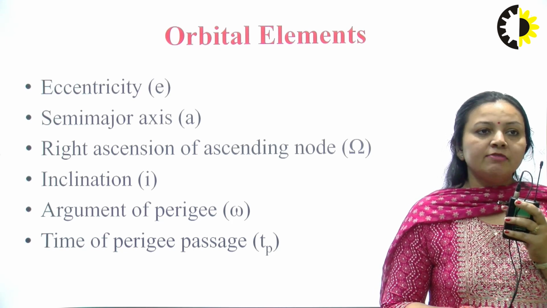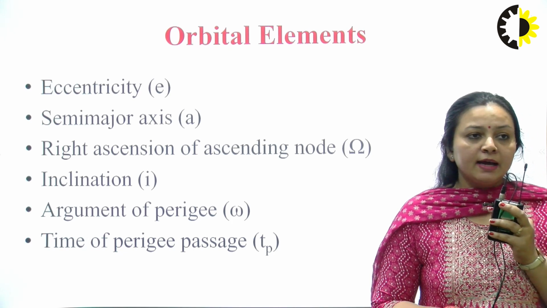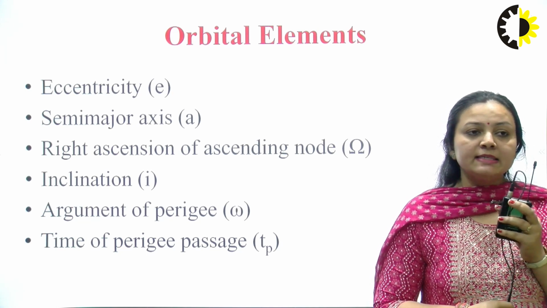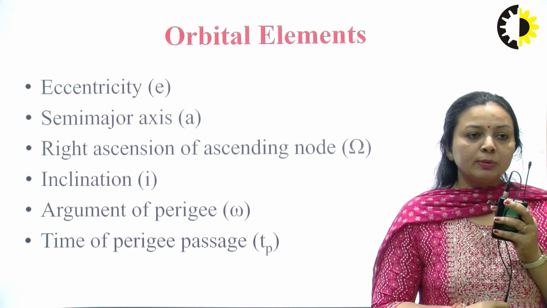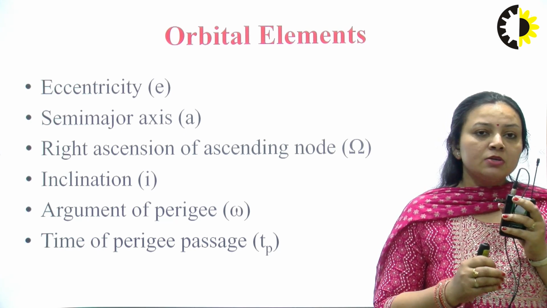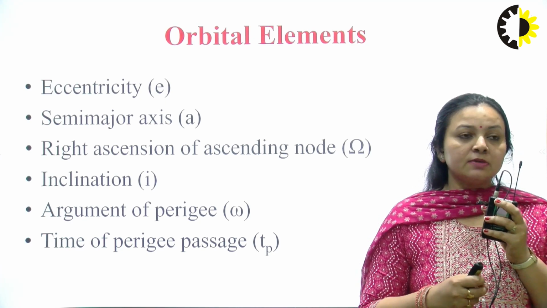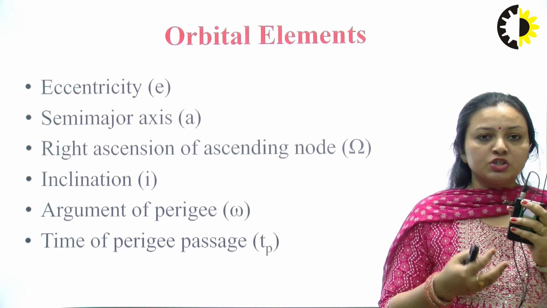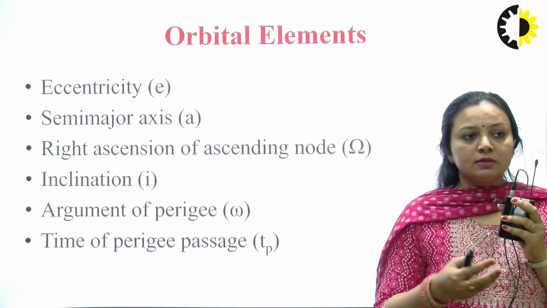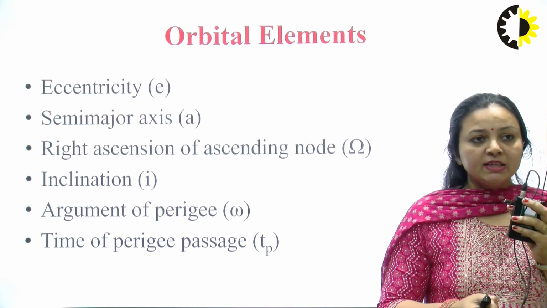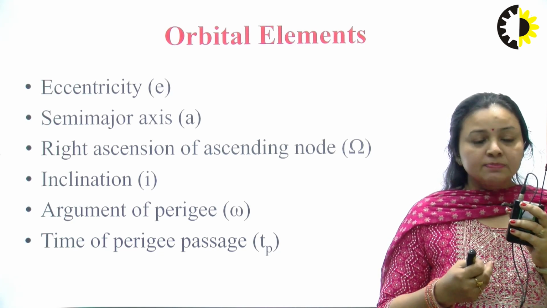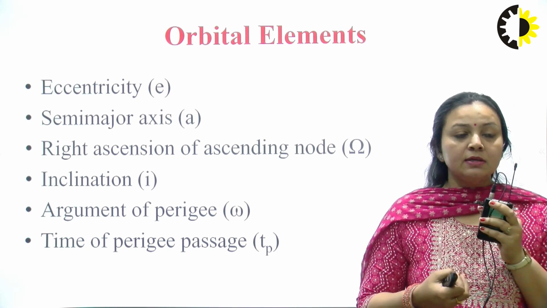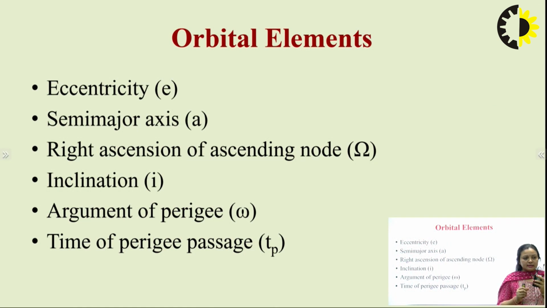In my previous lecture, I discussed the orbital elements, the 6 major elements: the eccentricity, semi-major axis, right ascension of ascending node, inclination, argument of perigee, and time of perigee passage. You can refer to my last lecture to know about these elements. If I want to locate the position of a satellite, I need exact knowledge of these orbital elements, or of the look angles, that is, the elevation and azimuth angle. Then you can locate the position of the satellite correctly.